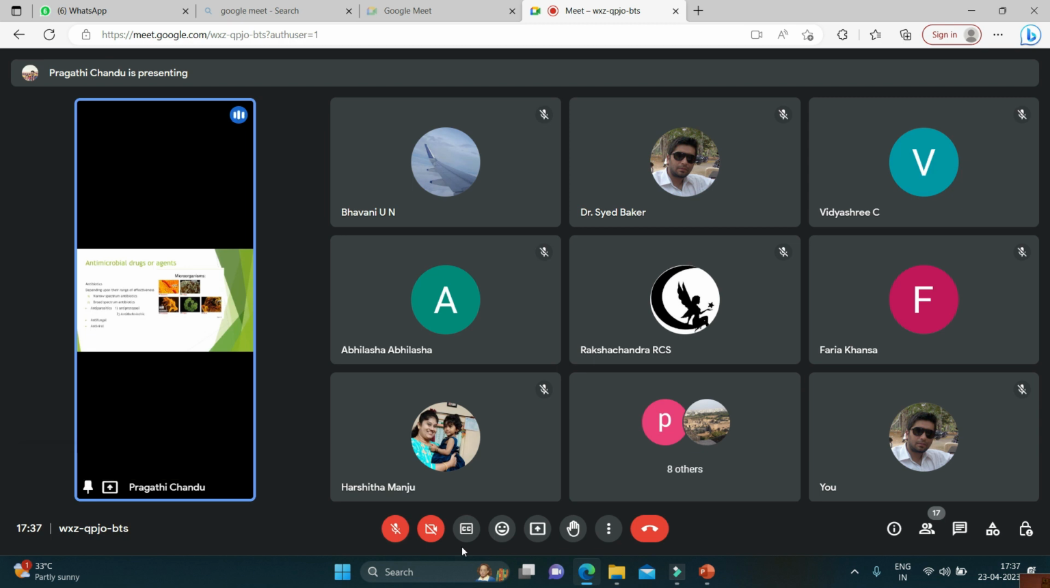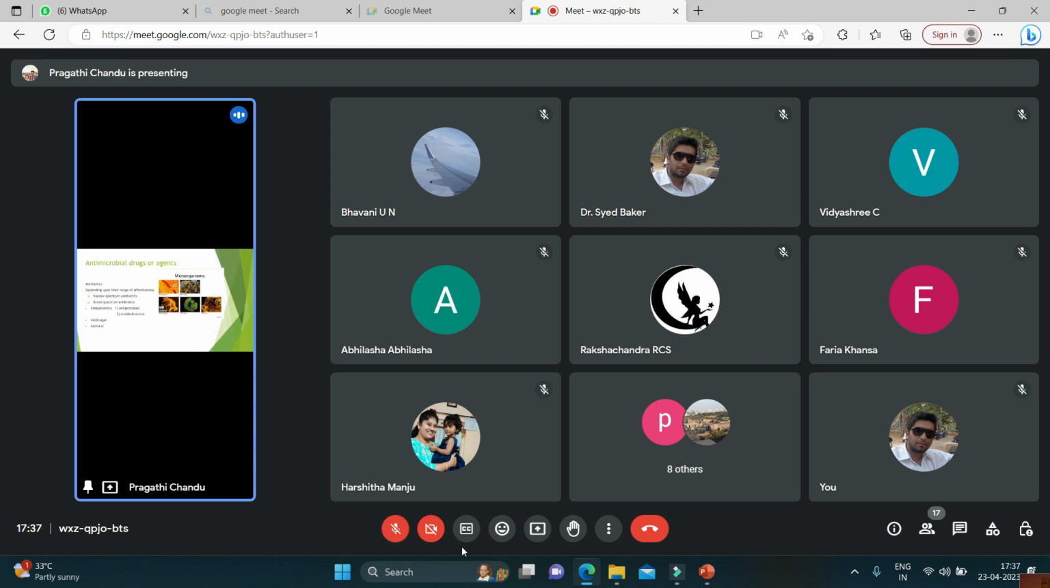So next are the antimicrobial drugs or agents. Here we can see the microorganisms: bacteria, fungi, protozoa, algae or viruses. In this picture we can see antimicrobial drugs or agents. To kill these diseases we consume some types of medicine in our daily lives. Let's see antibiotics depending upon their range of effectiveness.